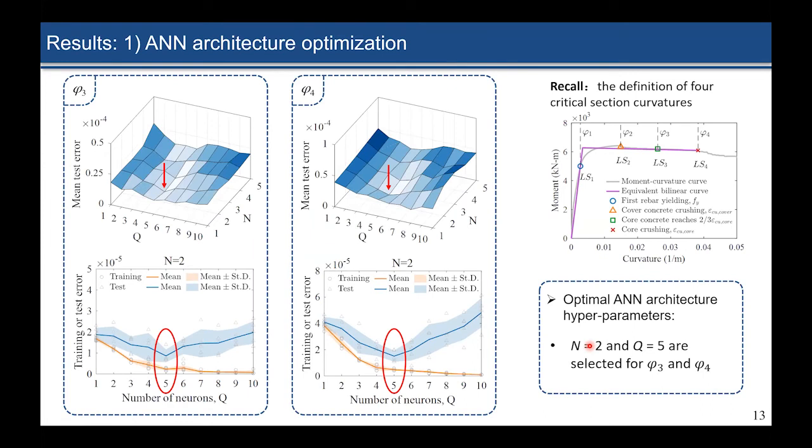For the third and fourth critical curvatures, phi3 and phi4, it can be seen that the mean test error first decreases when Q is smaller than 5, and then rises when Q is getting larger. This phenomenon is a typical overfitting problem. That is, when a more sophisticated network is adopted, even though it can perform very well on the training set, at the same time, it loses the ability of generalization, which means the performance on the test set is getting worse. So here for phi3 and phi4, we identify the optimal hyperparameters as N is 2 and Q is 5.